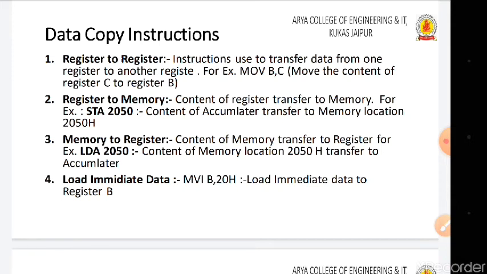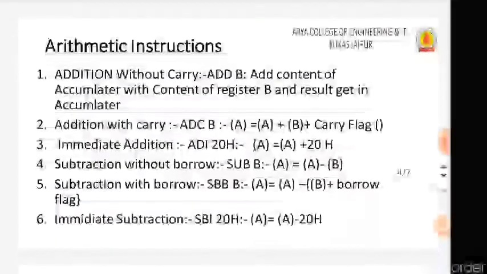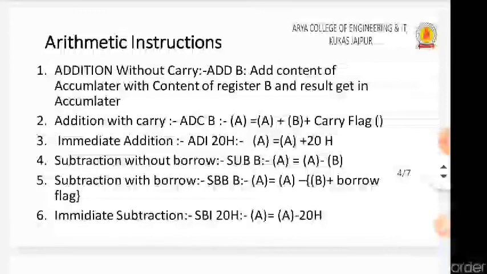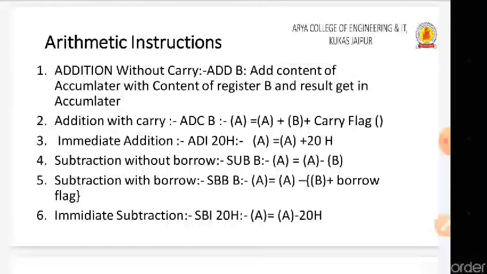Next, load immediate data. MVI B, 20H. Here it loads immediate data 20H to register B. Next, arithmetic instruction. Mostly two arithmetic instructions are discussed here: addition and subtraction.